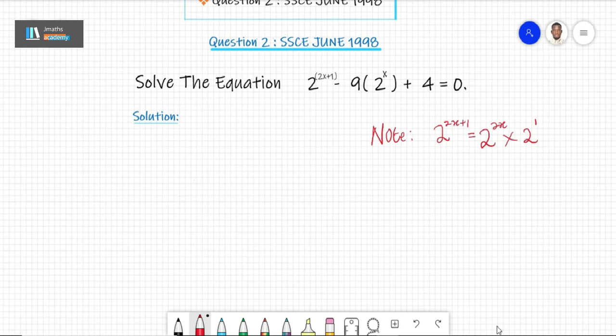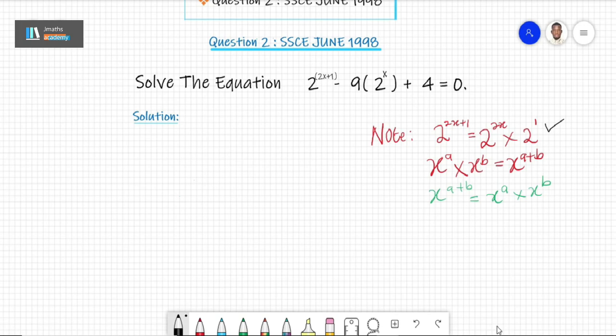Recall from the law of indices where we have x raised to the power of a times x raised to the power of b is equal to x raised to the power of a plus b. So this can be written as x raised to the power of a plus b equal to x raised to the power of a times x raised to the power of b. So we can reverse it to get this equation.